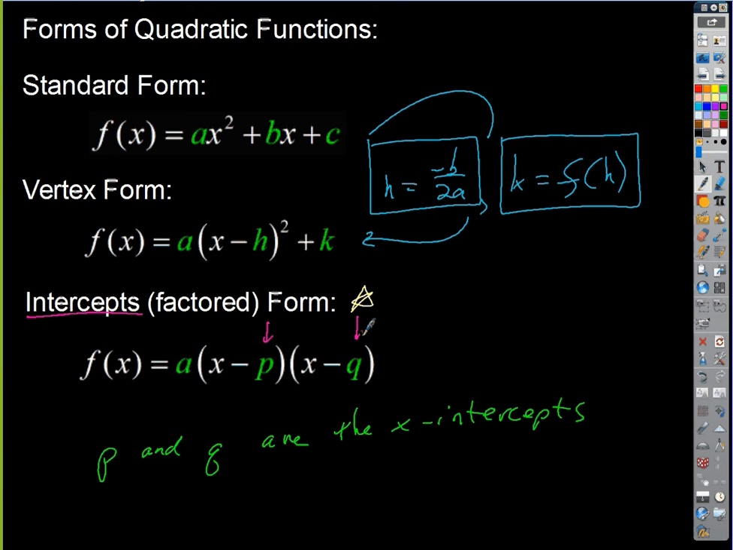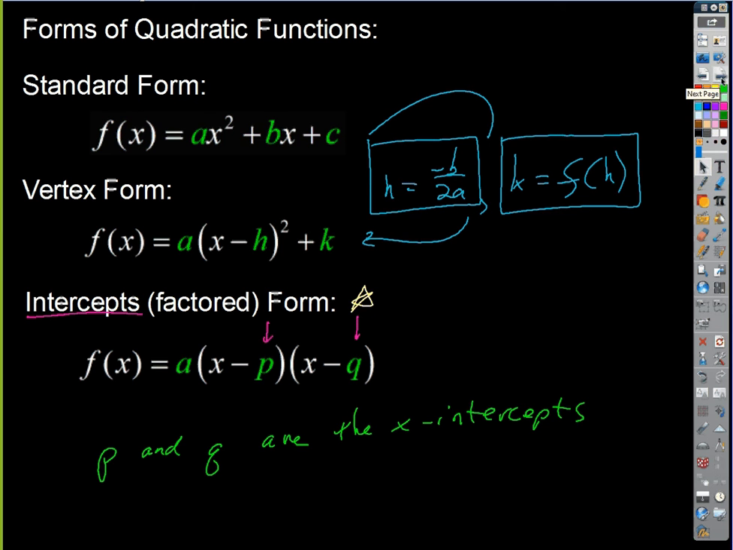Okay? Make sense? Okay. So that's a new form. But is it really a new form? No, it's what we've been doing. We've been factoring. All we're doing is recognizing that when we factor something, whatever the numbers are that are being subtracted from x, those are the x-intercepts, right? Those are the zeros. Okay?